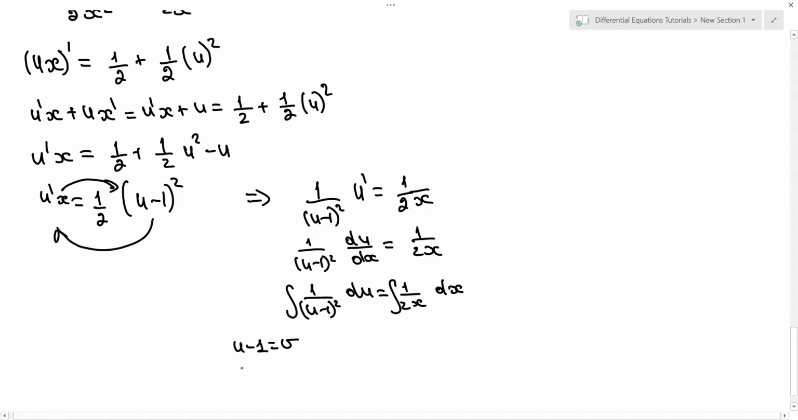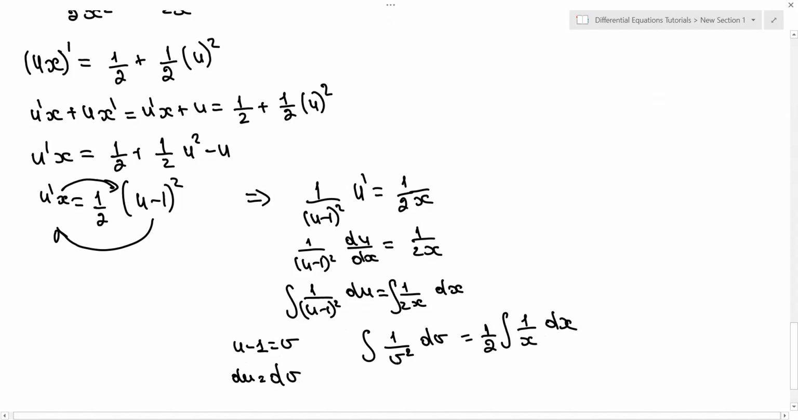So we will have here dv is equal to du. So we can write 1 over v squared dv, because when we find dv over du, that will be 1. So we have dv is equal to du. So 1 over v squared is equal to 1 over 2, and the integral, again, we have 1 over x dx.